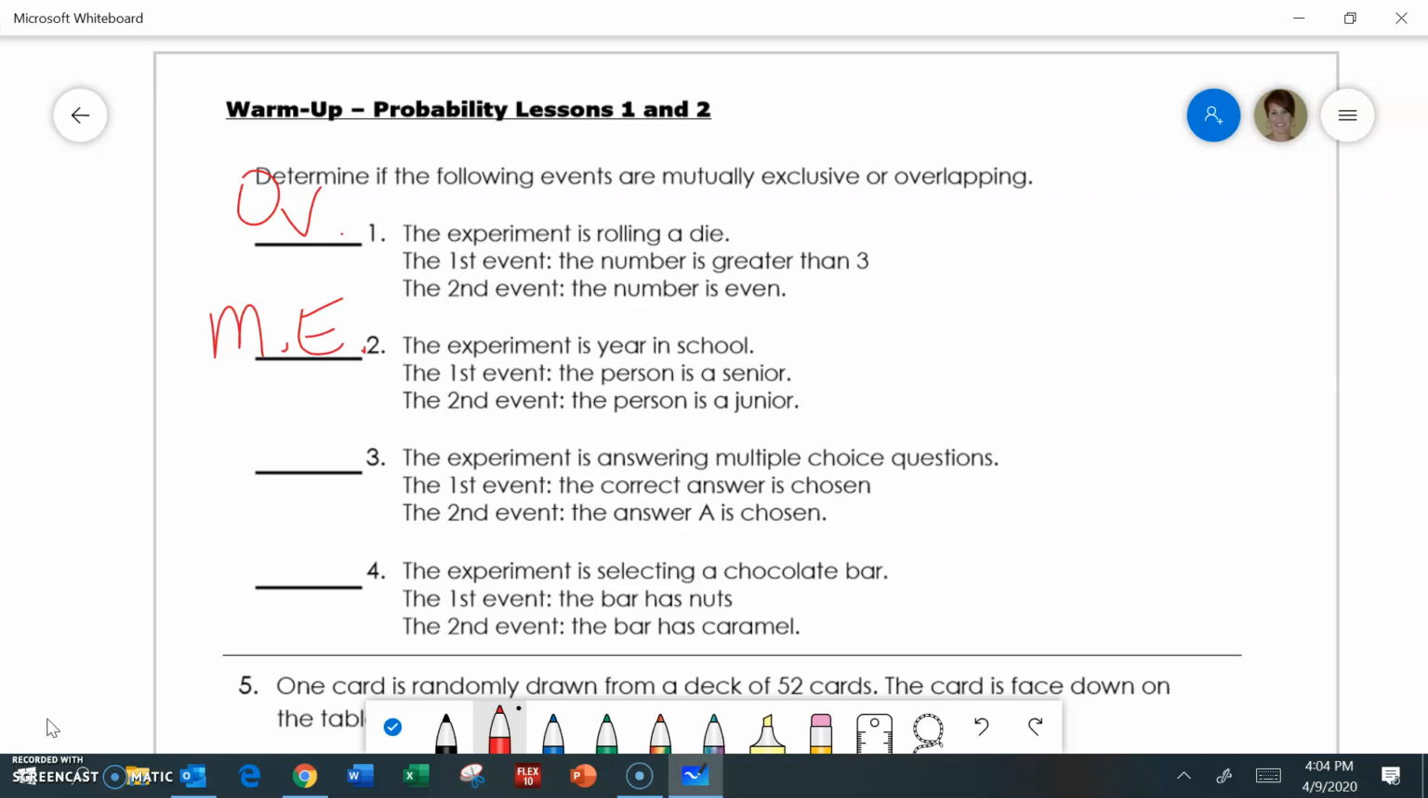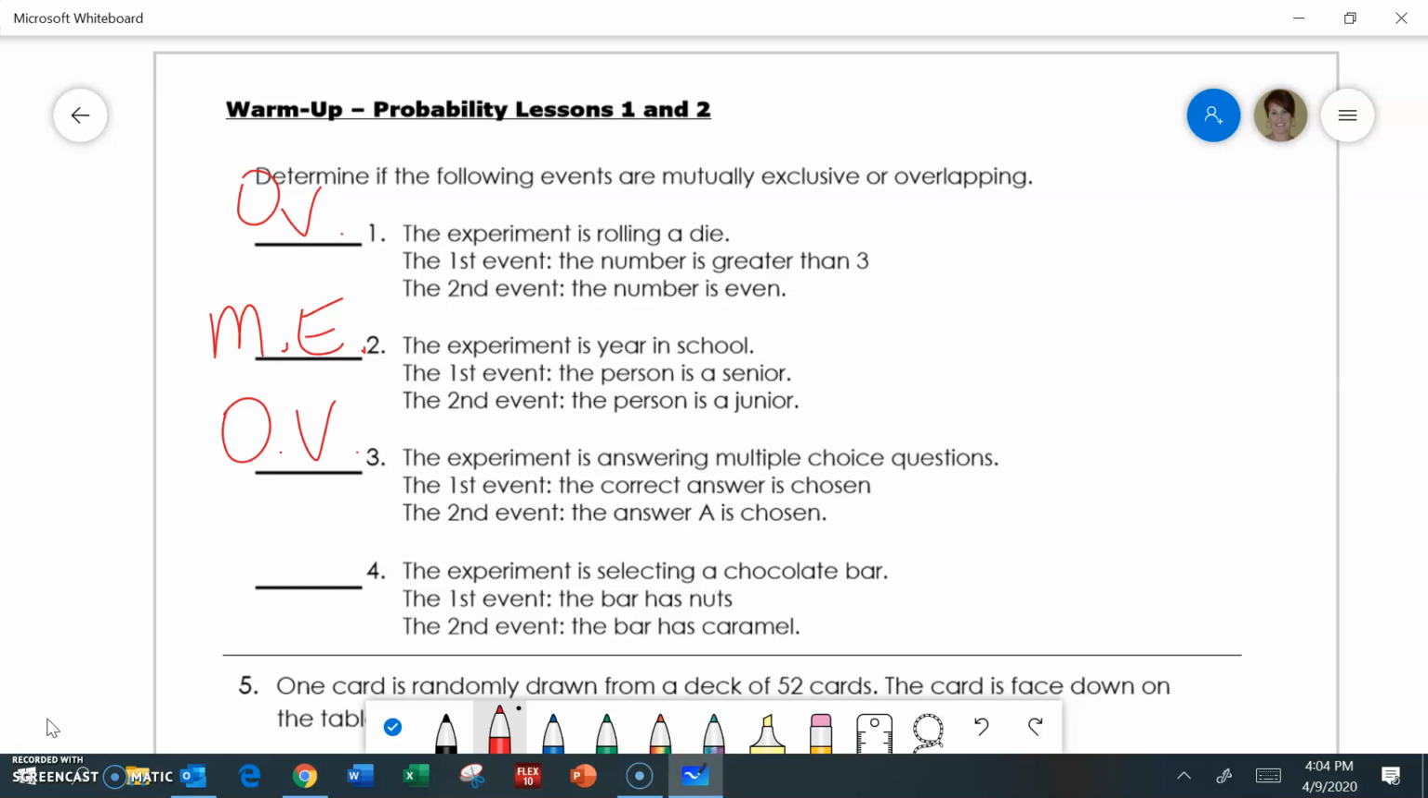Number three, the chances that you pick the correct answer, and then the second event would be the answer is A. Well, since the correct answer could be A, B, C, D, and then the second event is the answer is A, you heard that there was an overlap there. So this is overlap.